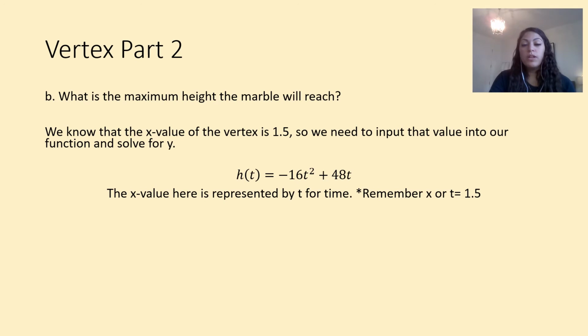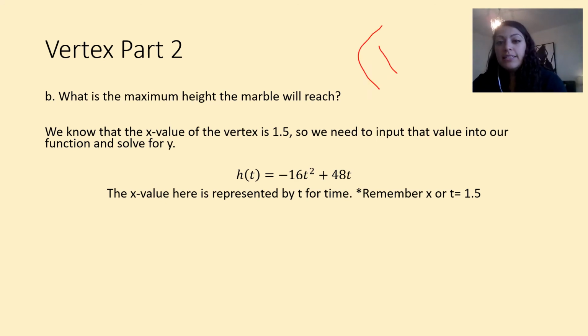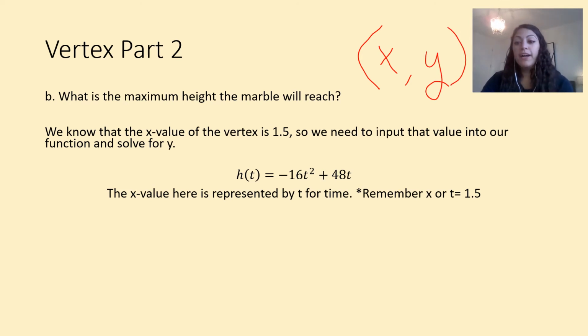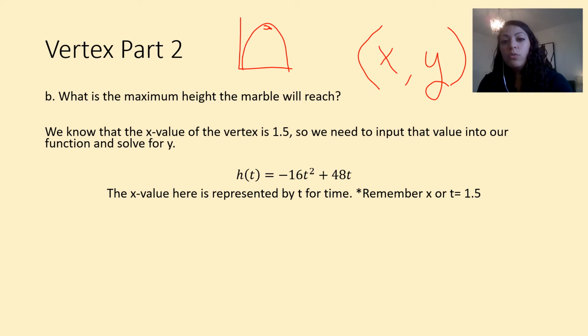Okay, so what is the maximum height? We know that the x value is 1.5. In a coordinate, right? A coordinate is made up of x, comma, y, right? And we want to find that peak, that highest point on our parabola. We already know the x. We need to find the y. So that means that we have to plug in the x, the 1.5, so that we can solve for y.